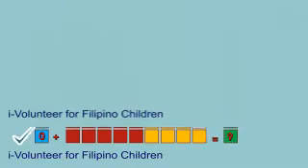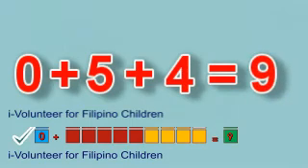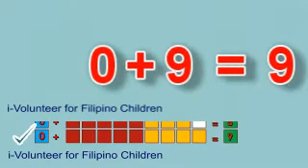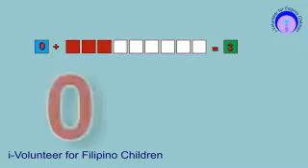How about this one? Did you get it right? It can be read as 0 plus 5 plus 4 is equal to 9. Or 0 plus 9 is equal to 9. Pwede niyong bilangin ang red at orange blocks. How about this one? Did you get it right?